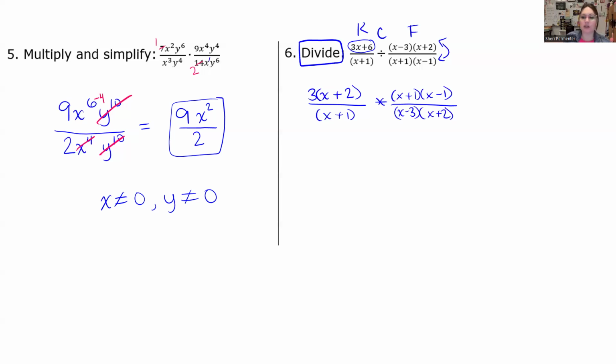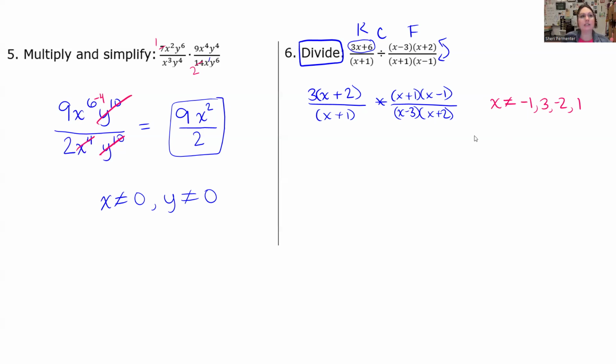All right, I did keep, change, flip. I have to identify my restrictions. x cannot be equal to negative 1, 3, negative 2, and then positive 1. You only have to check the numerator for divide problems, but I don't think I asked you to do this part on a division problem.